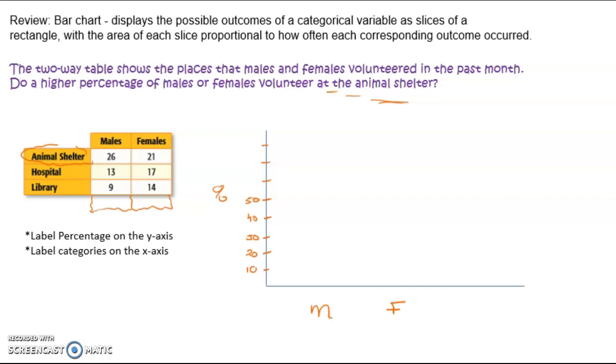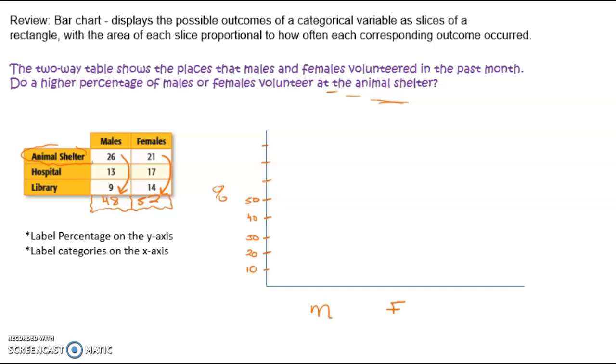All right, that looks good. So we're going to add all these numbers up. 26 plus 13 plus 9 is going to bring you up to a nice 48. So we've got the total. So we have 26 out of 48 males volunteered at the animal shelter. Let's do the same thing for females. We've got 21 plus 17 plus 14, and that's going to be 52. All right, so now we've got 21 out of a grand total of 52 females volunteered at the animal shelter.